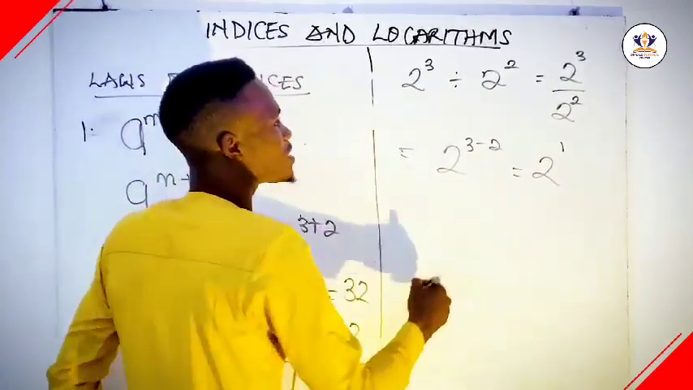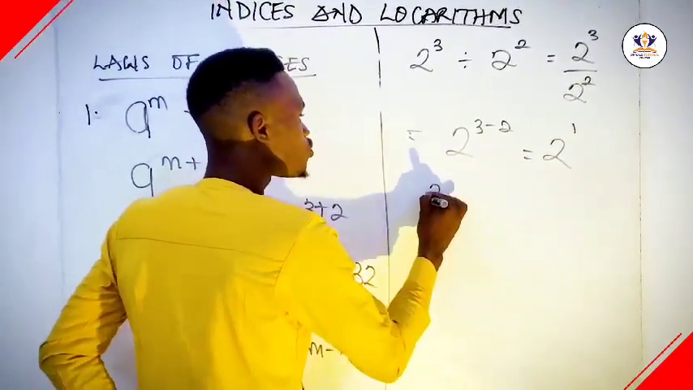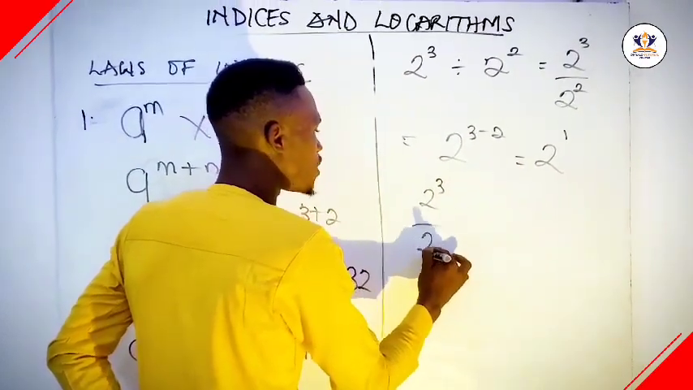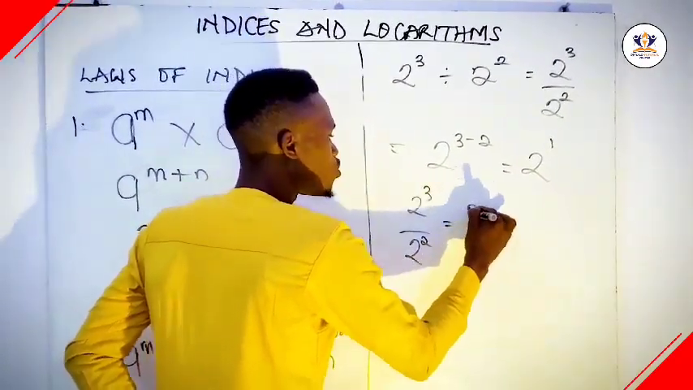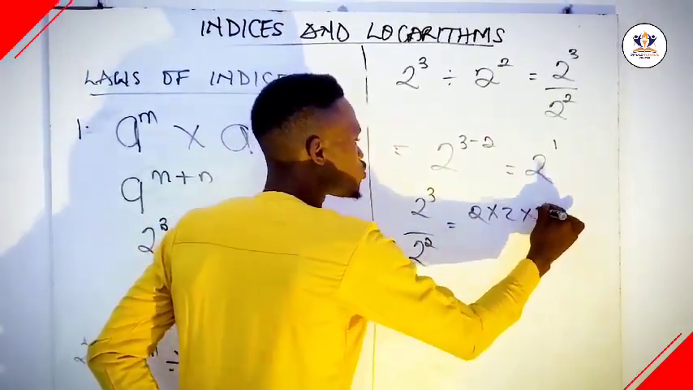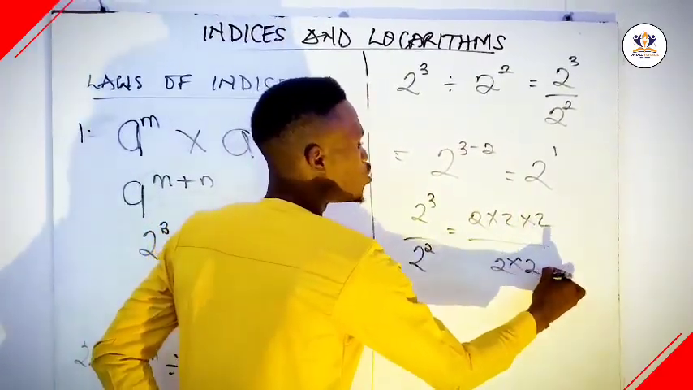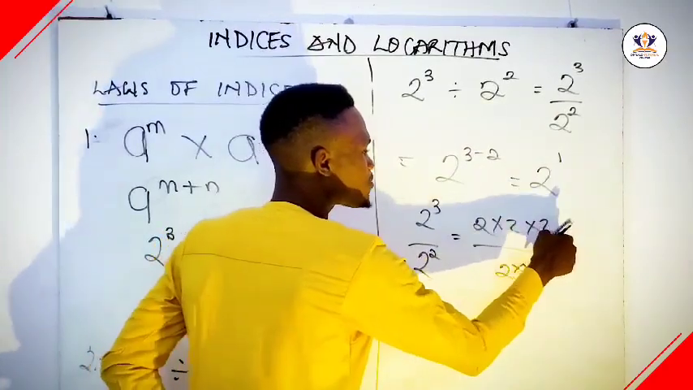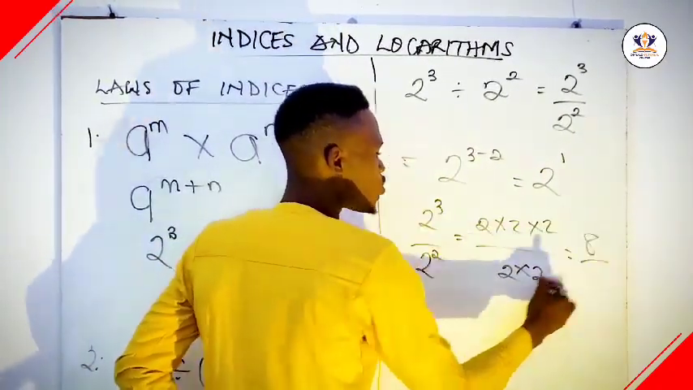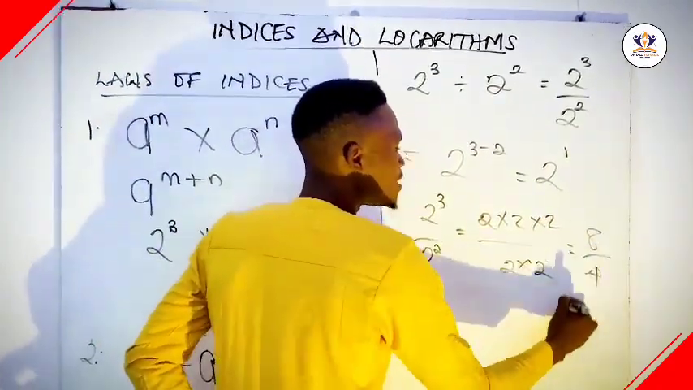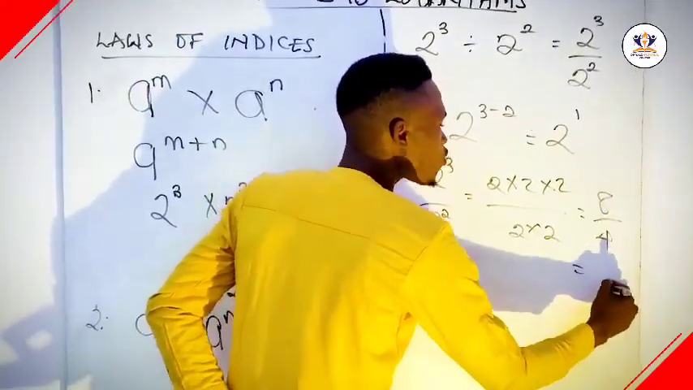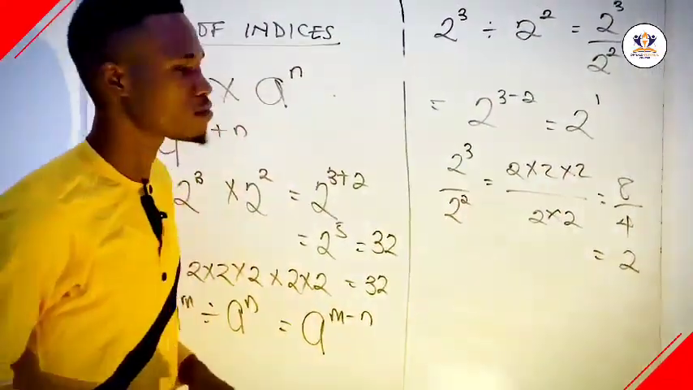And some people will decide that this is how they want to do it. 2 raised to power 3 all over 2 raised to power 2 will be equal to 2 times 2 times 2 all over 2 times 2. 2 times 2 is 4, 4 times 2 is 8. That is 8 all over 2 times 2, that's 4. That's 8 all over 4, which is equal to 2.